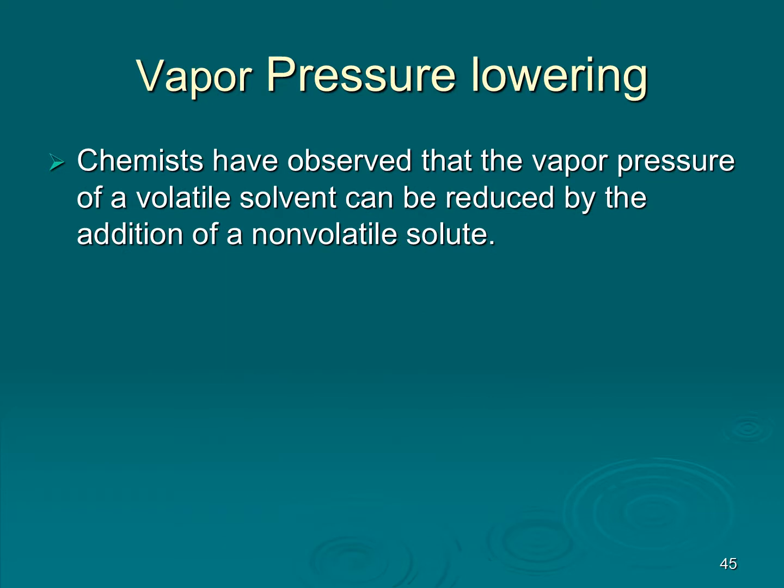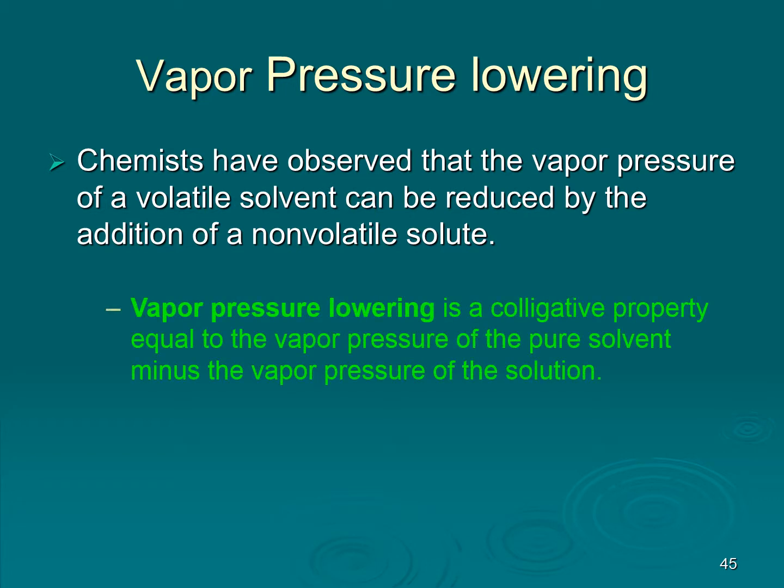So vapor pressure lowering. All right, so if you have a solution that has a non-volatile solute, say water with sugar dissolved or something like that, the vapor pressure will go down compared to the pure solvent or pure water. Again, it's a colligative property, and so it depends on the concentration. So the higher the concentration, the lower the vapor pressure will be.